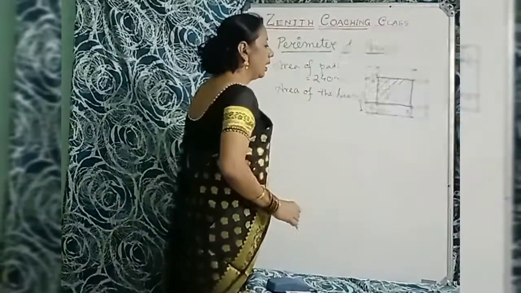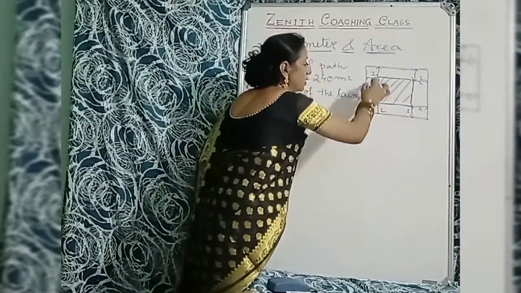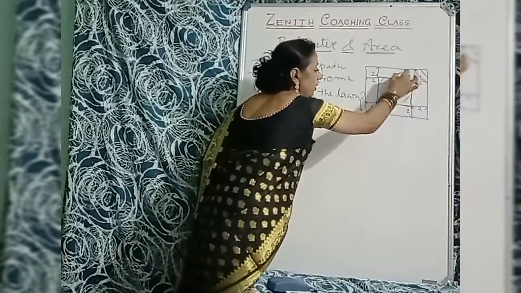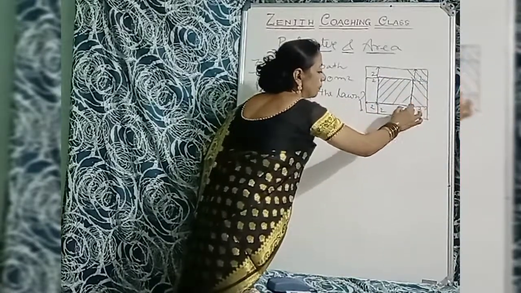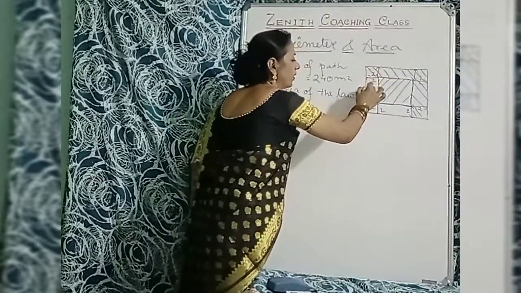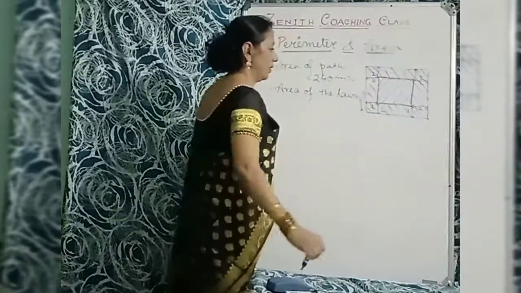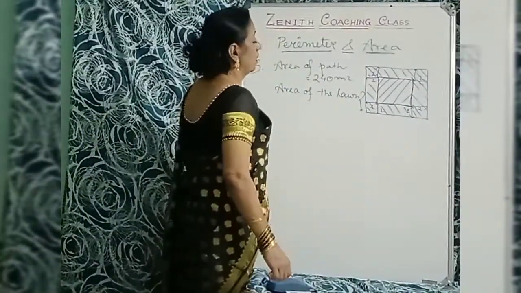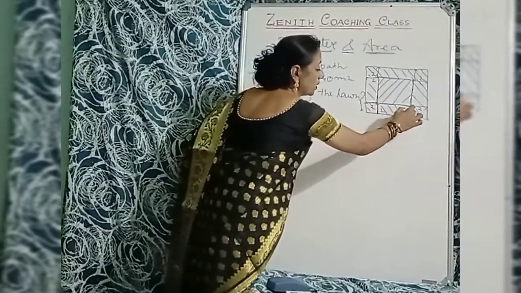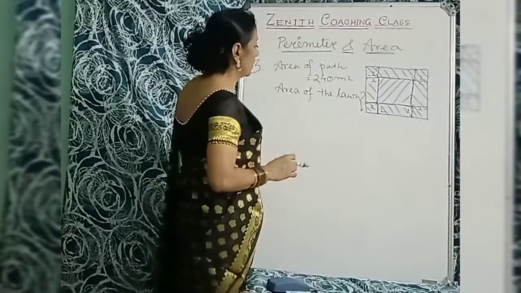Now, that square lawn is surrounded by a path. This is the path. The path is 2 meter wide everywhere, that is, an even path that is 2 meter wide. Here it is 2 meter, here it is 2 meter, every side is 2 meter. So the width of the path is 2 meter.